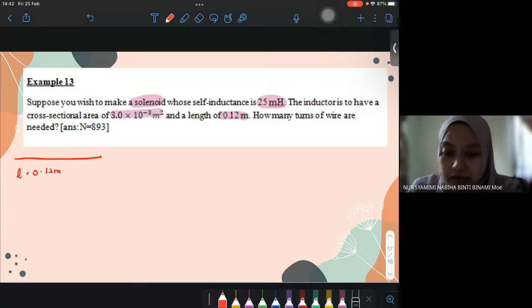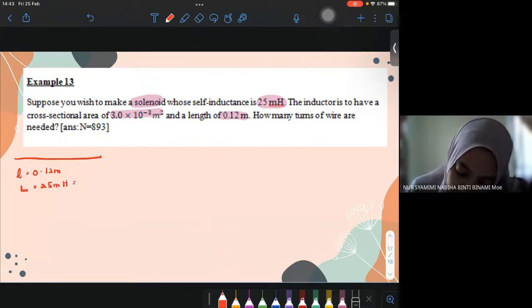Okay, what is meant by solenoid? A coil that has many turns. Berapa banyak turns yang kamu boleh dapat daripada length 0.12 meter ini? Okay, dan kamu ada L is equals to 25 millihenry, 25 times 10 to the power of negative 3 Henry. Area 3 exponent negative 3 meter square and length is 0.12 meter. Soalan tanya N equals to berapa?